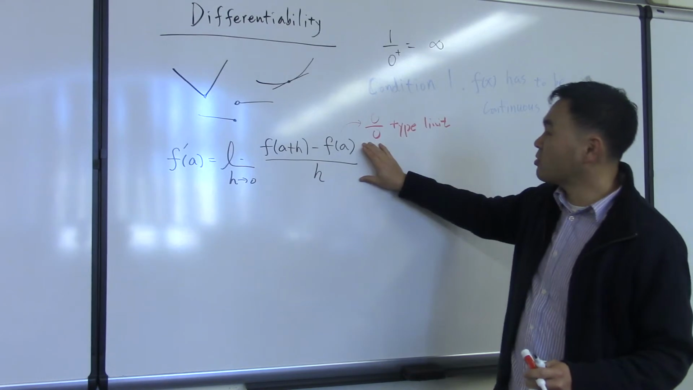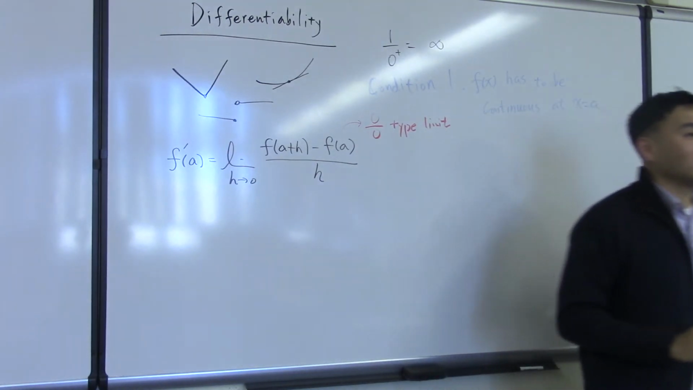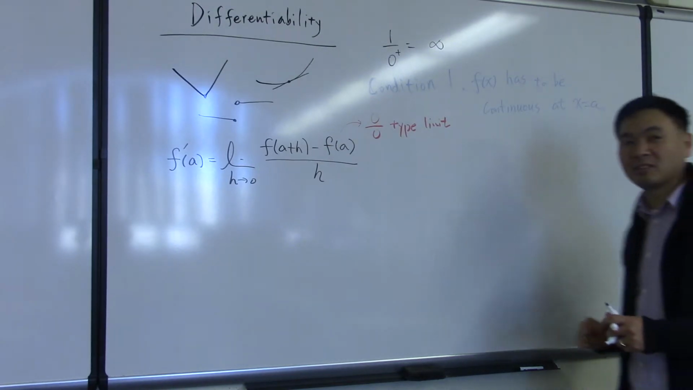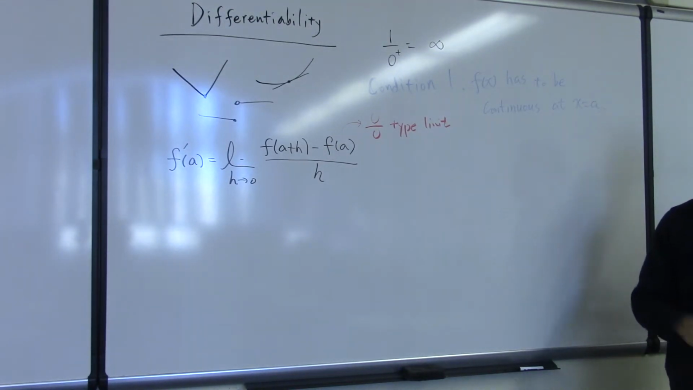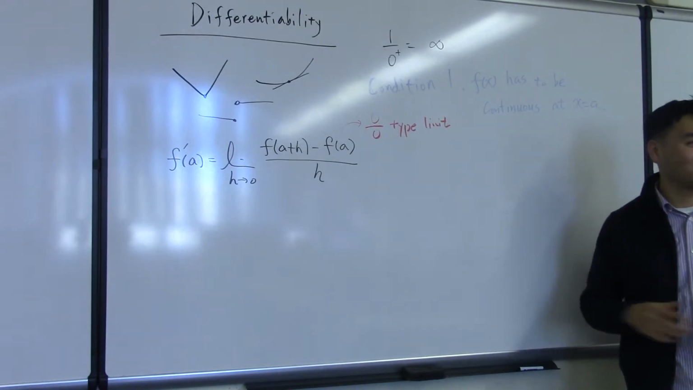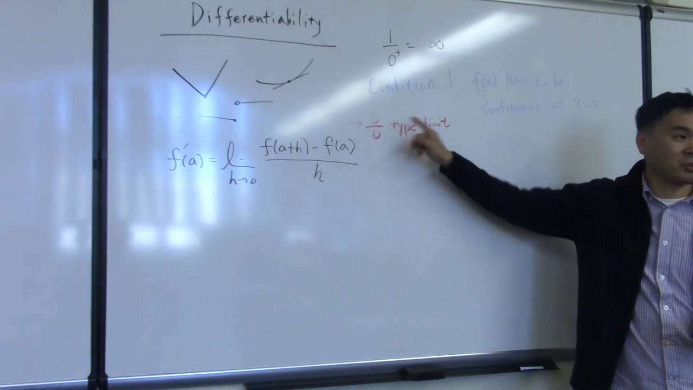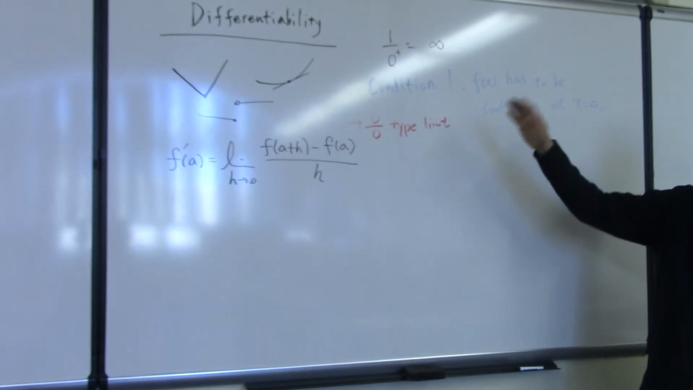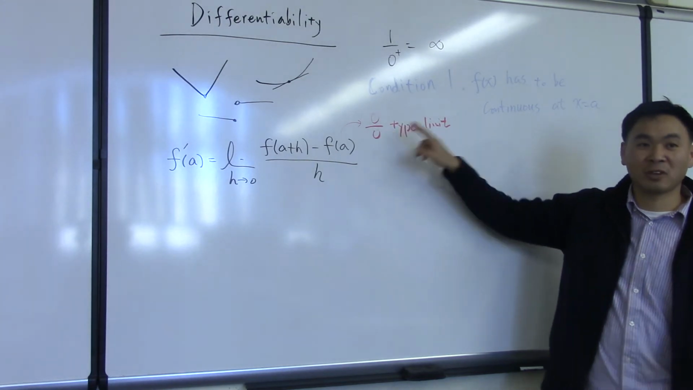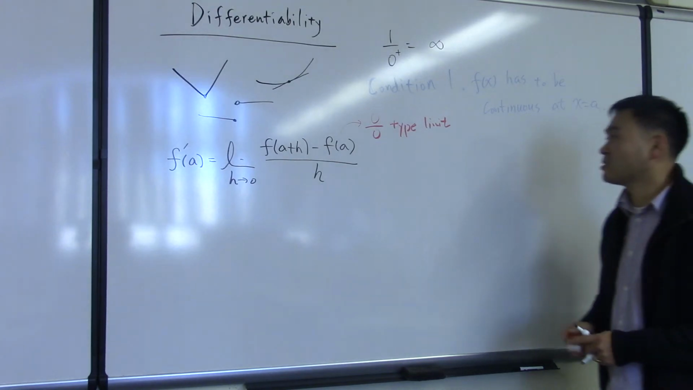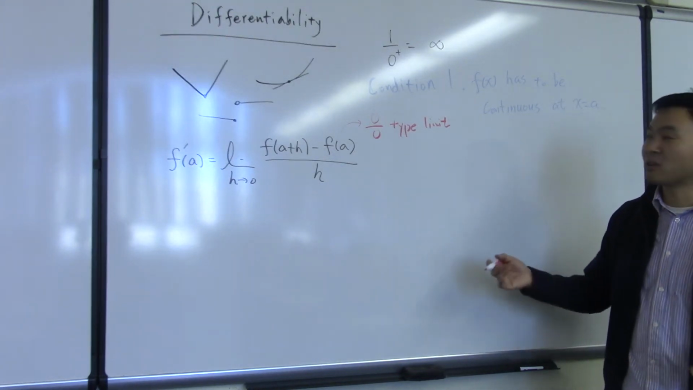Now, if it's a 0 over 0 type limit, does the limit always exist? Can you think about some examples? 0 over 0 type limit. Does the limit always exist? If you solve a lot of practice problems, you would know. You probably saw many examples where you have 0 over 0 type, the limit does exist. And you probably saw many examples where 0 over 0 type limit gives you something where the limit doesn't exist. I mean, there are a bunch.